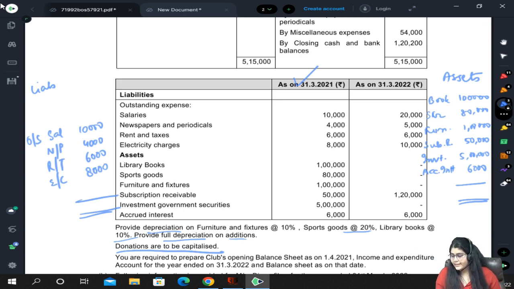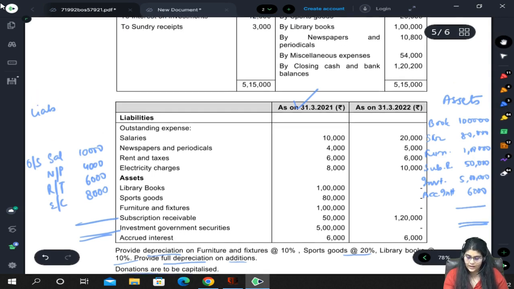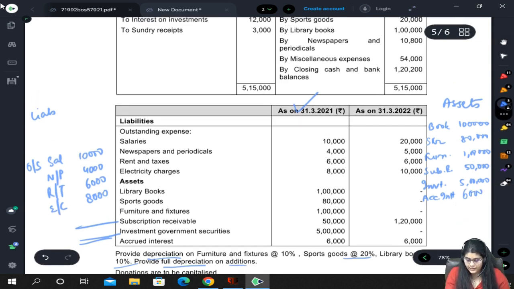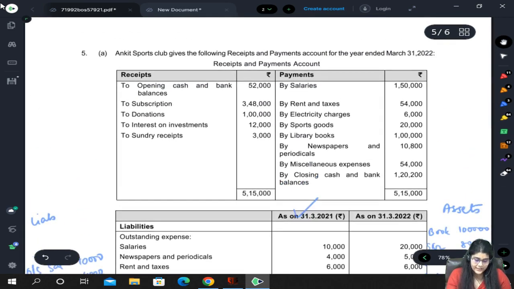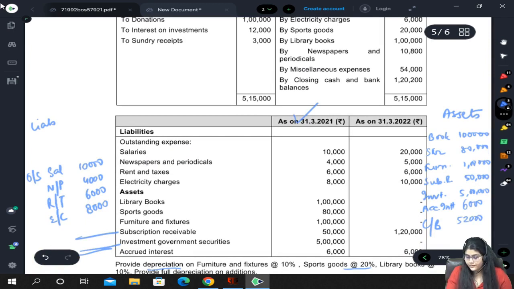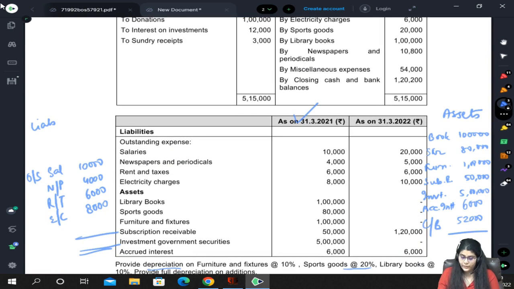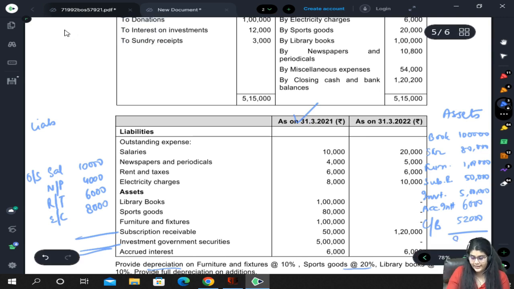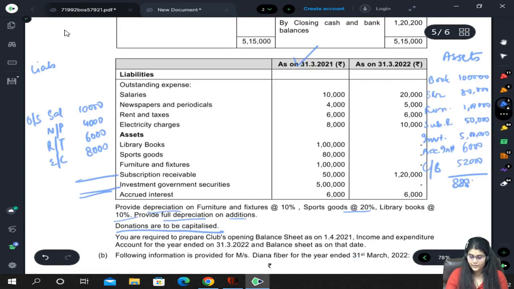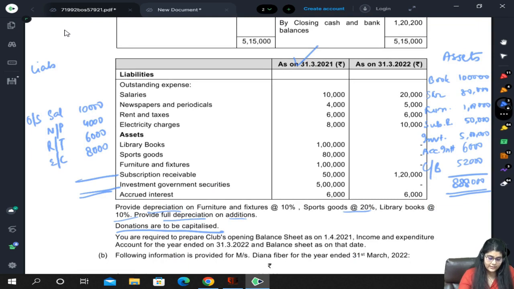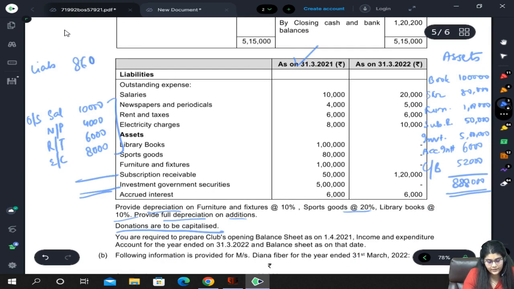So basically now, let's total these two up. I think on the assets side, just one thing we have to add is the cash and bank balance. The cash and bank balance opening is 52,000. So 1,80,000, another 1,50,000, 5 lakhs, 6,000, and 52,000, giving a total of 8,88,000. Subtracting these from this, we have the opening capital balance as 8,60,000. Okay.